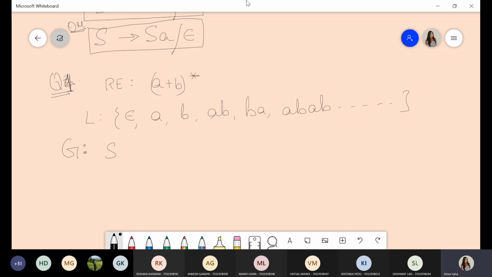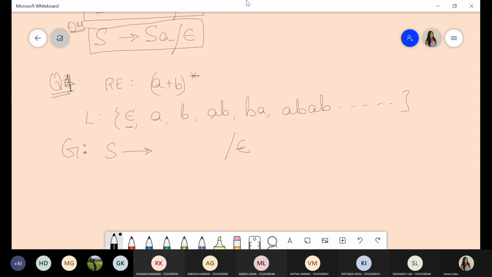So G has start symbol S generating epsilon. Epsilon is going to be there because epsilon is in the language. The start symbol will have epsilon. It is mandatory. Otherwise, there is no possibility. If you don't write epsilon, then you are not able to generate this string. No possibility. So you'll have to write it.